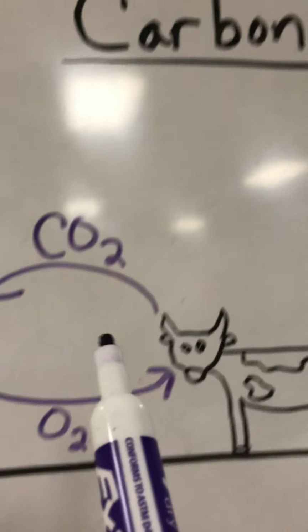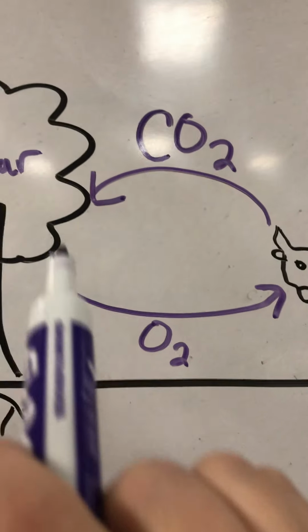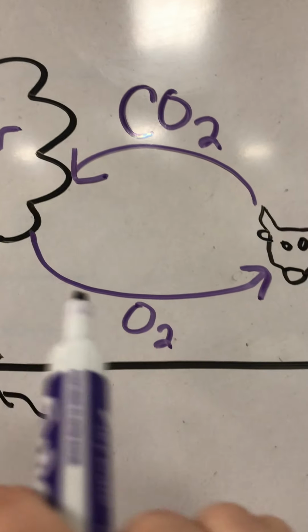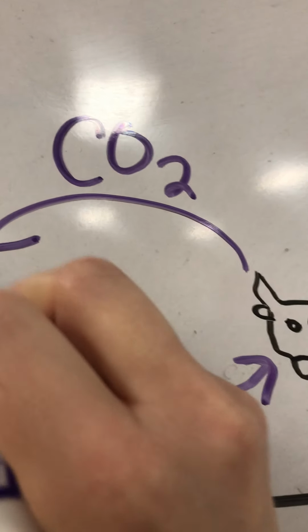Now, I know we haven't yet talked about the carbon cycle, but we have a little cycle going on here where the cow is exhaling, then inhaling, exhaling, inhaling. That little cycle is called respiration.